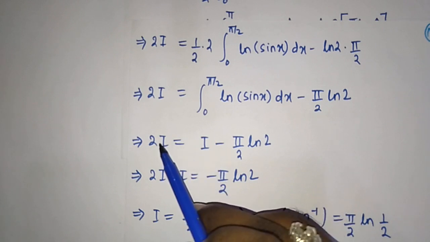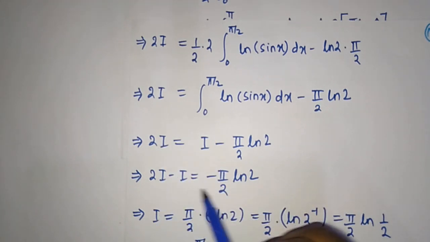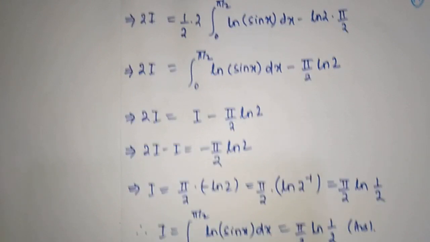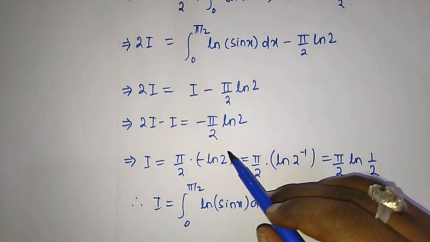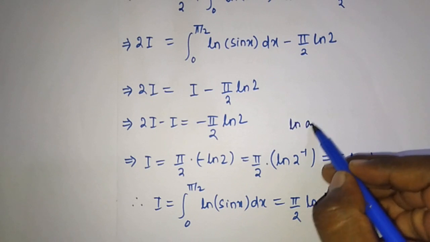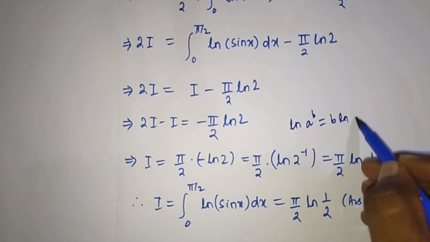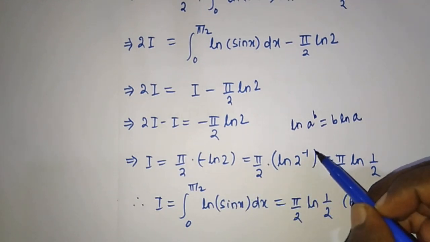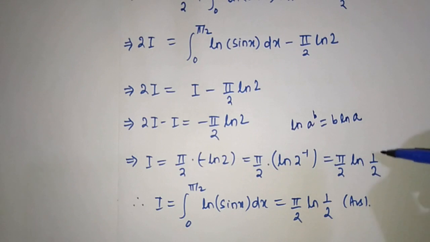So take this I to the left hand side, then we will get 2I minus I equal to minus pi by 2 ln 2. Okay, and 2I minus I equal to I, and here minus pi by 2 ln 2 can be written as pi by 2 into minus ln 2. Okay, and here minus 1 can be written here. We know that ln a to the power b is equal to b ln a. Okay, so minus ln 2 can be written as ln 2 to the power minus 1, and 2 to the power minus 1 is 1 by 2. So I equal to the integration equal to pi by 2 ln 1 by 2.